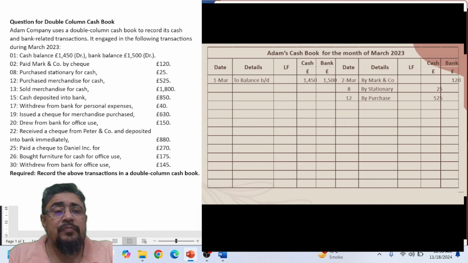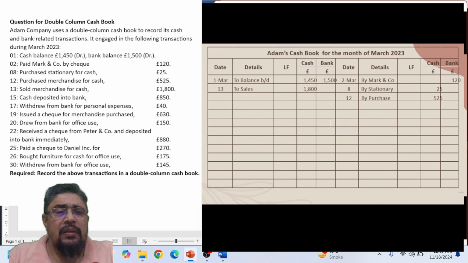Next, 30th March, sold merchandise for cash. So now we are selling the goods for cash. When we sell the goods, we receive the money. So on the debit side, in the cash column, we record this transaction. So here you can see the 30th March, to sales, amount is 1800.